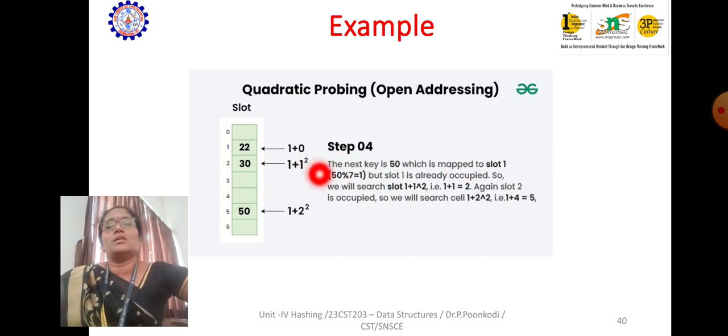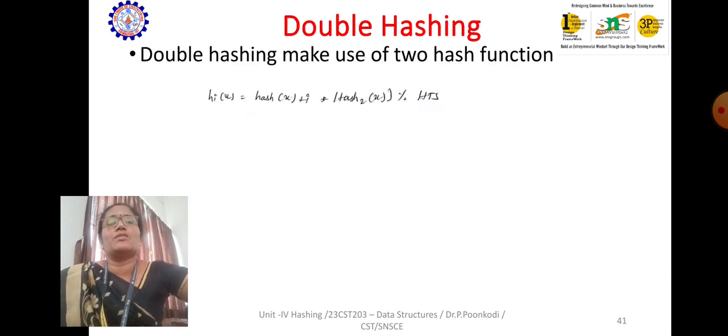So next we use 1 plus i square, where the current i value is 1. So 1 plus 1 is 2, and we check that index 2 is also occupied. Next we take i equal to 2, so 1 plus 2 square, and 2 square is 4, so 1 plus 4 is 5. So we check index position 5. This index position 5 is null, it is unoccupied, so we can place 50 in index position 5.